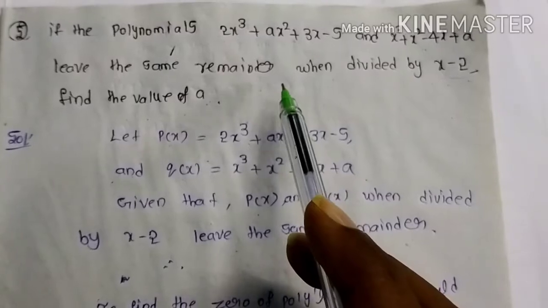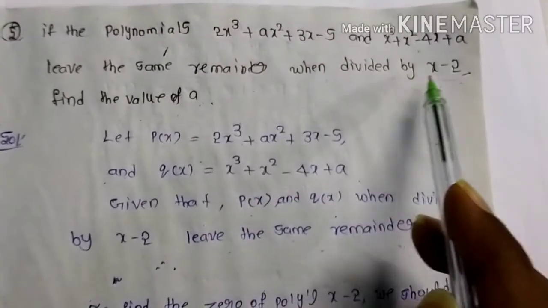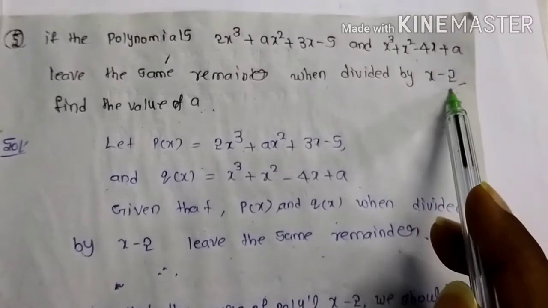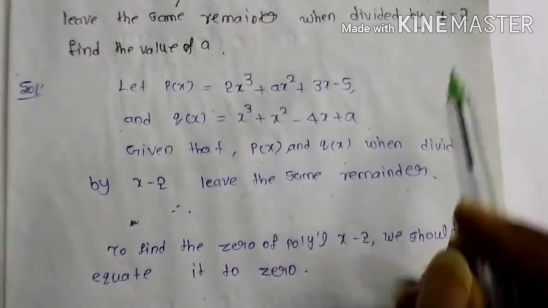But you should remember, how can you find the remainder? First of all, we need to find the zero of this polynomial. Yes or no? What is the polynomial? x minus 2. How can you find the zero of the polynomial?